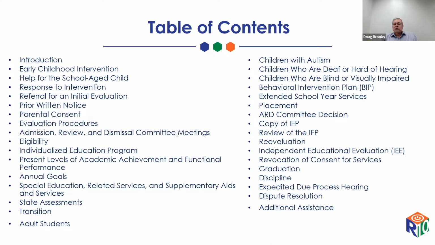And then what happens when the child turns 18 and the transition to the student being the adult and making their own decisions. And then it provides specific information on autism, deaf, hard of hearing, blind, visually impaired, behavior plans, summer school services called extended year services in special education, and how placement is decided: what types of services the child needs, how much in special ed, how much in gen ed.